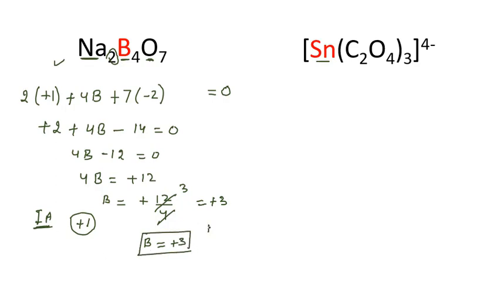Remember, if I write boron is equal to 3, this answer is incorrect. This one is correct. We always mention the sign, positive or negative, before the number when calculating oxidation numbers. Here we have +3 oxidation number for boron. Now we move on to the next compound.